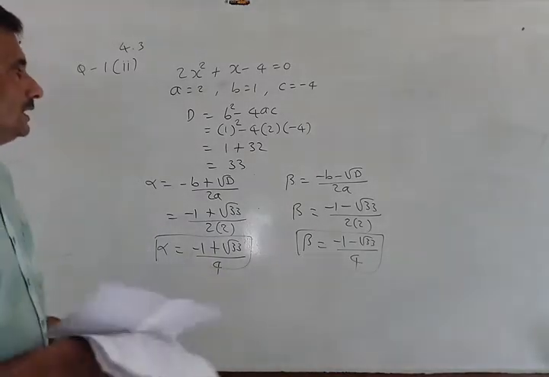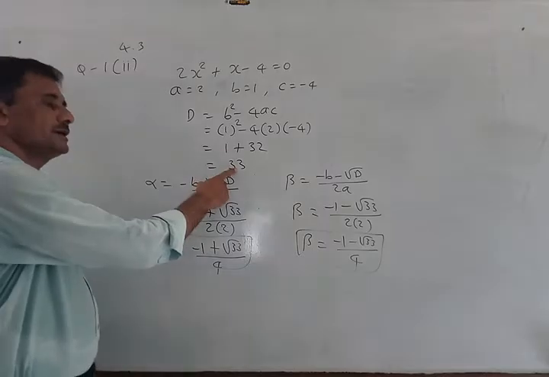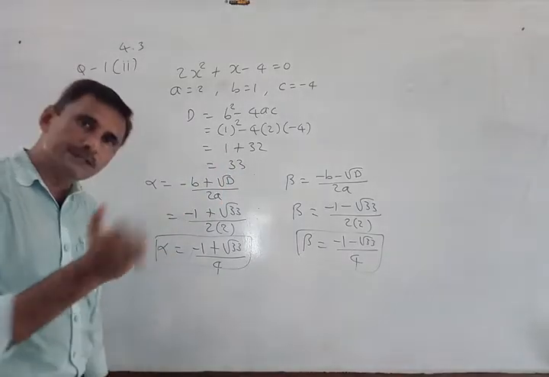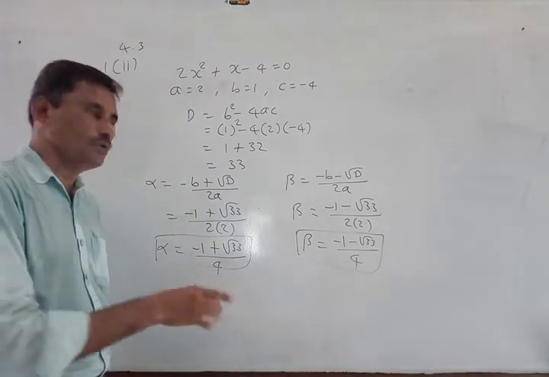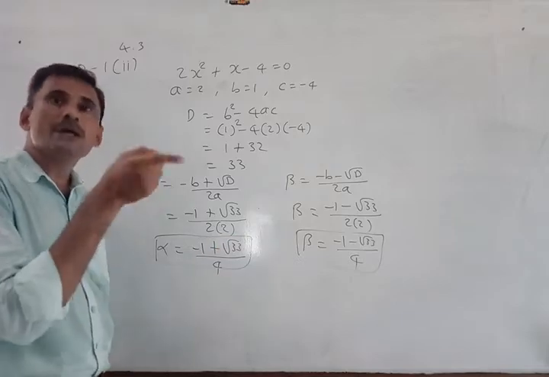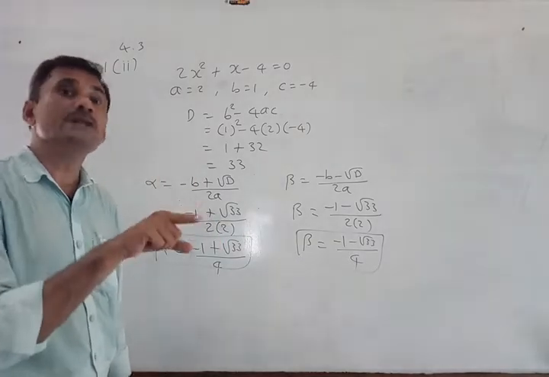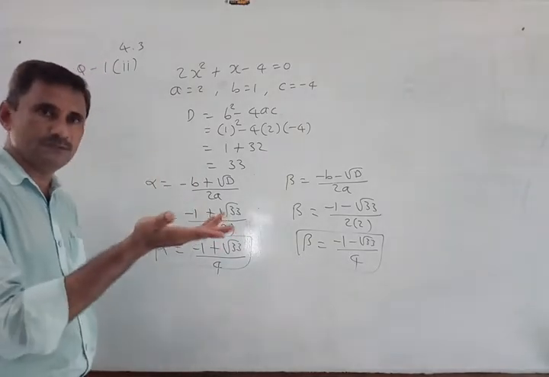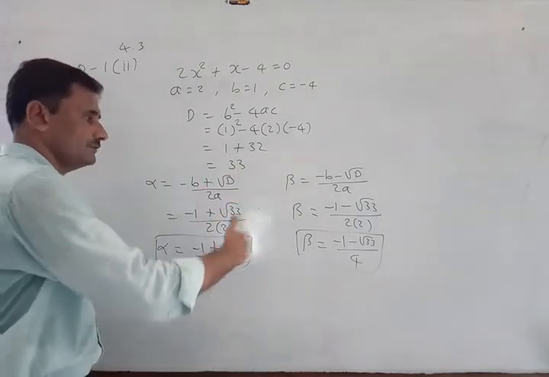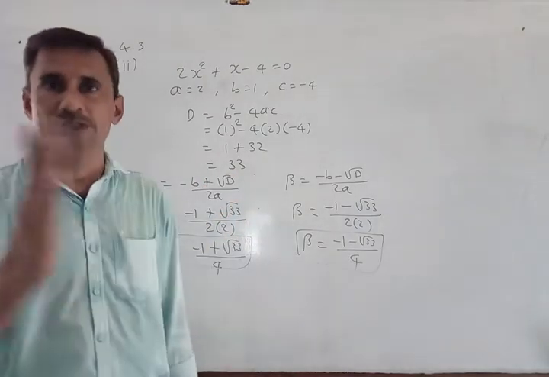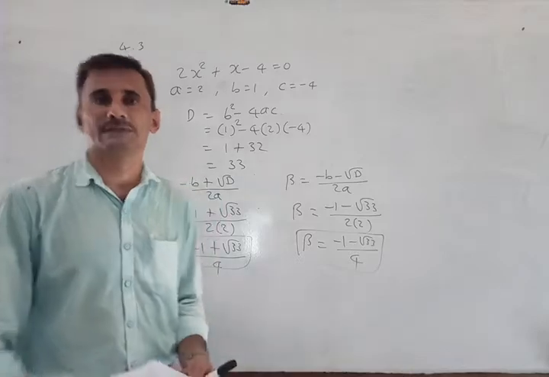So two distinct roots, why? Because D is greater than 0. And yesterday also we found two distinct roots because it was 25, and 25 is greater than 0. So if D is greater than 0, we will always have two distinct, meaning different, roots.